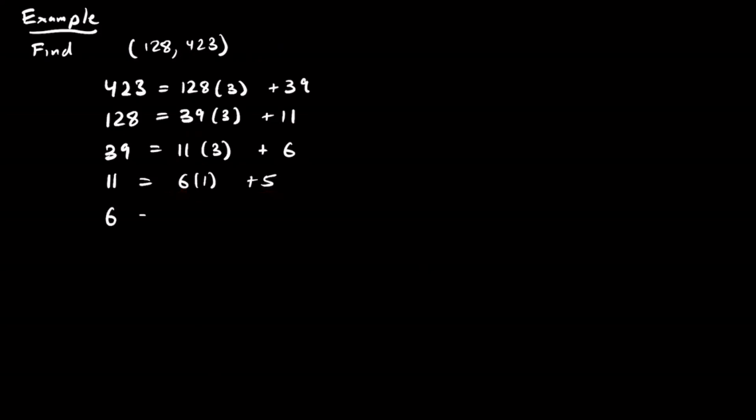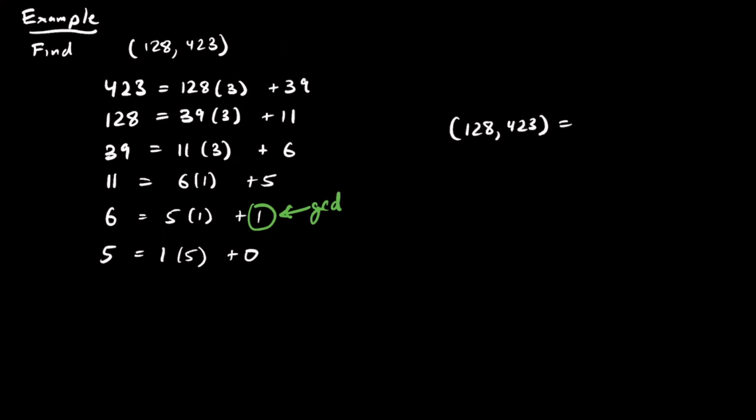So I get that 6 is equal to 5 times 1 plus 1. Then I look at this 5 and this 1 and apply the division algorithm to those. So 5 is 1 times 5 plus 0, and I finally reached my 0 remainder. What does this tell me? It tells me that this 1 is my GCD. It's the last remainder that occurs before you hit a 0 remainder. So now I can conclude that the numbers 128 and 423 are relatively prime, that their greatest common divisor is 1.